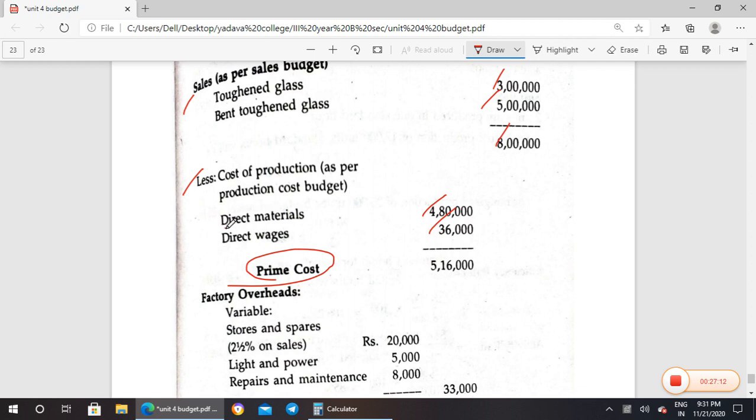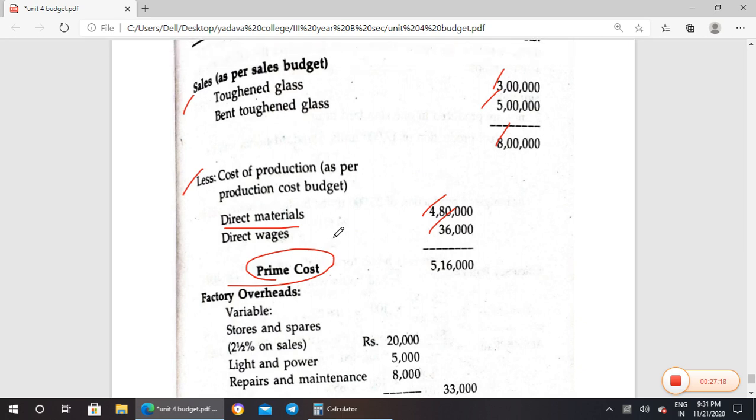So what they have mentioned: direct material 60% from the sales, direct wages they have given for the workers, and the per month amount into year. For yearly, we have to multiply by 12. So we are getting direct wages as 36,000. This total will be called prime cost.